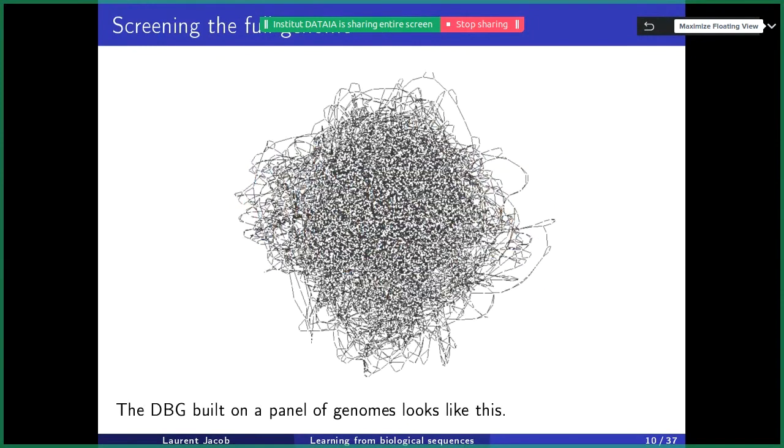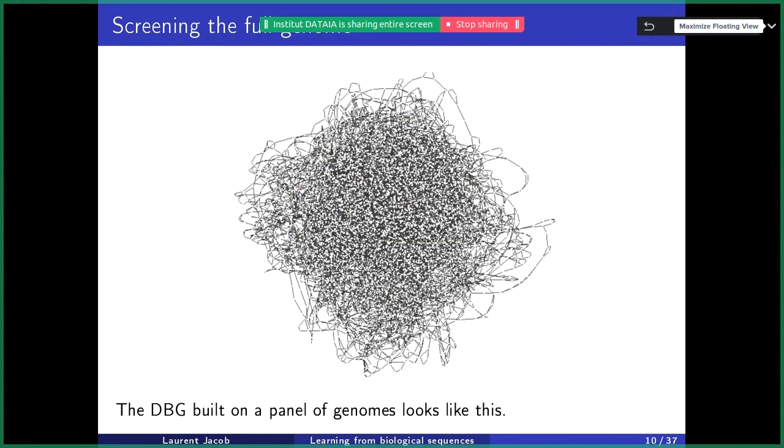Okay, so the small cartoon I was showing you before was a very small graph on a few k-mers. So it was very simple. And you could say, well, I can just look at the graph and see what's happening. More typically, if you try to build the brain graph on a full set of genomes, you obtain this kind of picture, so you can't look at it manually.